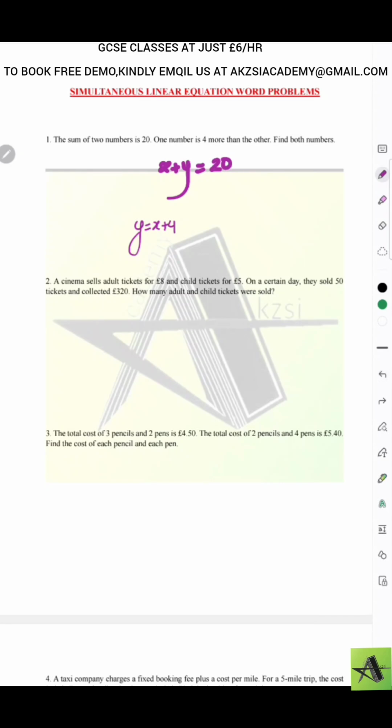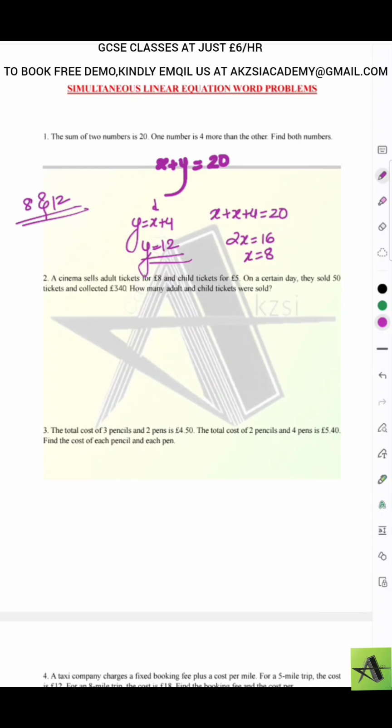So either you can do the substitution method or you can do elimination. Here I think it's way easier to do substitution. Directly substitute the value of y here, which is x plus 4. So x plus x plus 4 equals 20. 2x is equal to 20 minus 4, 16, and x is equal to 8. And if x is equal to 8, we have to substitute this value back here in either of the equations to get the answer. So that will give me y as 12. So the two numbers are 8 and 12. Very easy. Moving on to the next one.